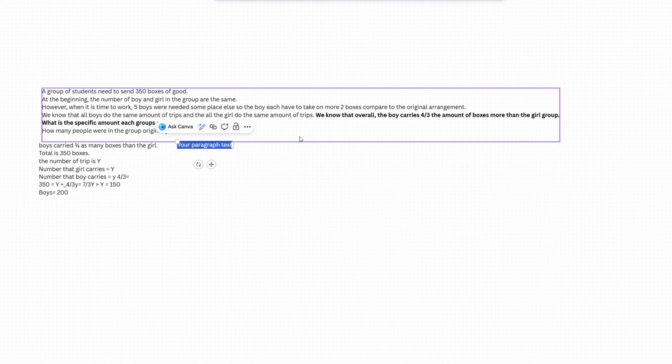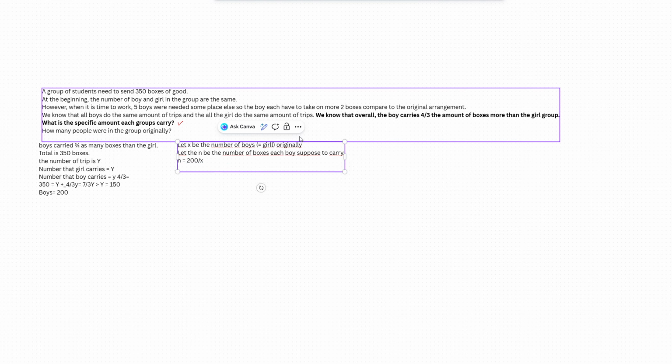Okay, let's write that down. Let x be the number of boys, which is equal to the number of girls originally. And let n be the number of boxes each boy is supposed to carry. So that means we have the formula: n equals 200 boxes divided by the number of boys.